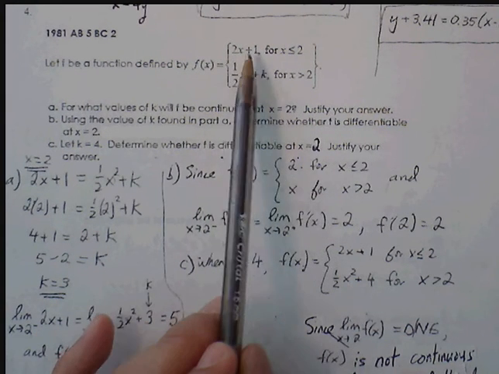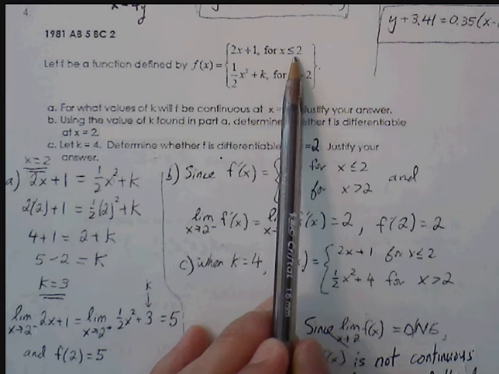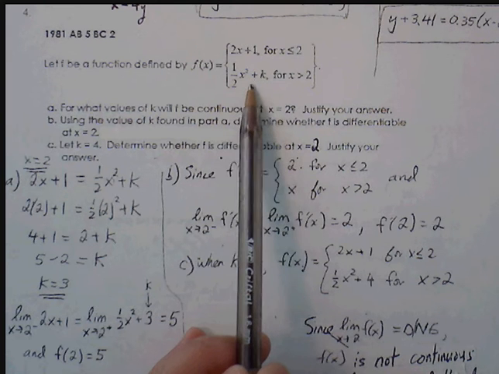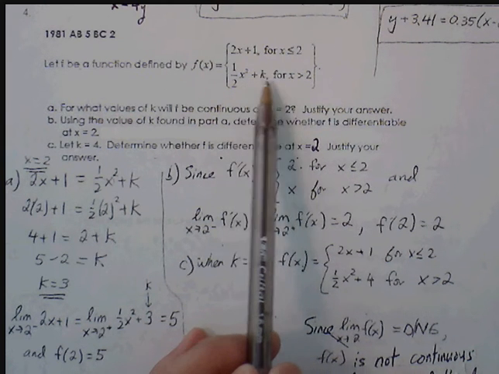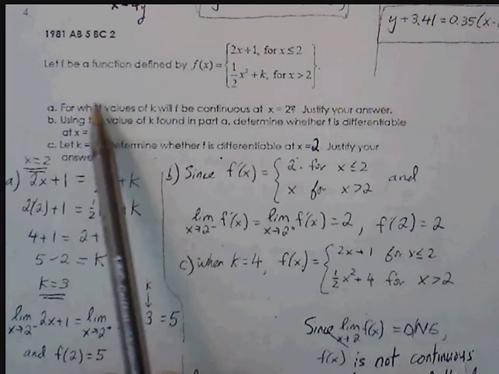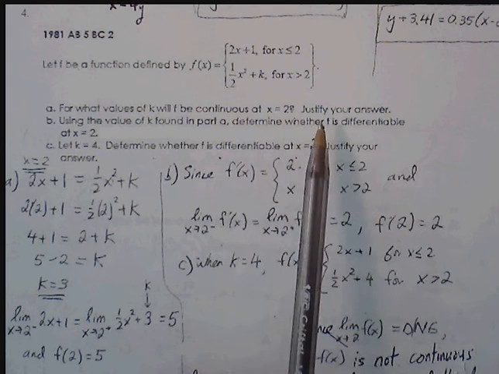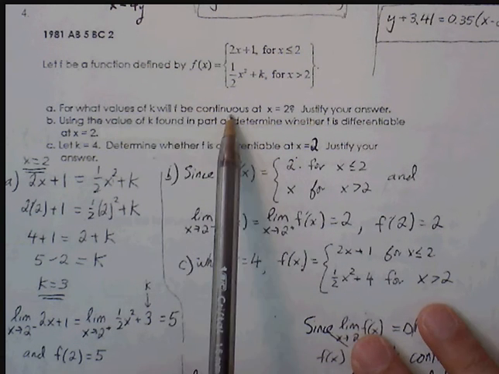We have a piecewise function, 2x plus 1. We have a linear graph that's existing to the left of 2, and then we have a polynomial quadratic function, a parabola, that's existing to the right of 2. So for part A, for what values of k will the function be continuous at x equals 2? Justify our answer.